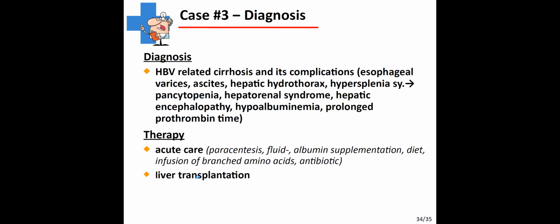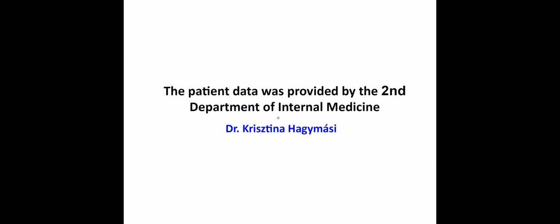What kind of therapy can they use? Acute care, usually paracentesis, so they remove ascites, with fluid and albumin supplementation. The diet should be kept very precisely. Infusion of branched-chain amino acids, because this is what the liver cannot make. And antibiotics should be used. And finally, liver transplantation only. This is what saves the patient's life. So this was about the case studies and the theoretical part.